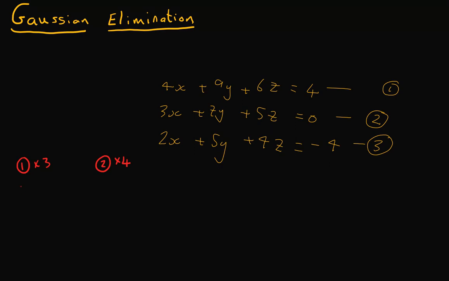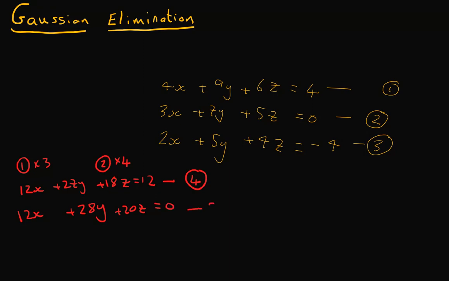So we're going to get 12x plus 27y plus 18z is equal to 12, and we're now going to call that equation 4. And we're going to get 12x plus 28y plus 20z is equal to 0. I'm going to call that equation 5. Let's subtract to get rid of the x variable. If we subtract, we get negative y, negative 2z is equal to 12.